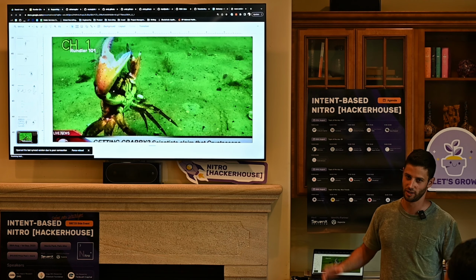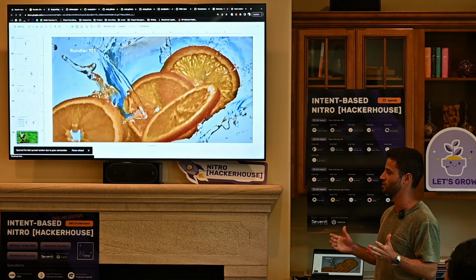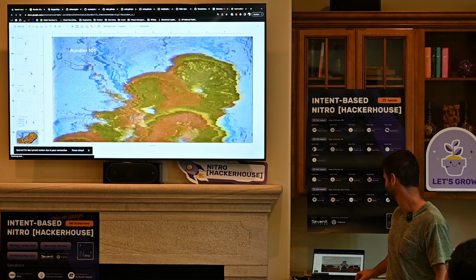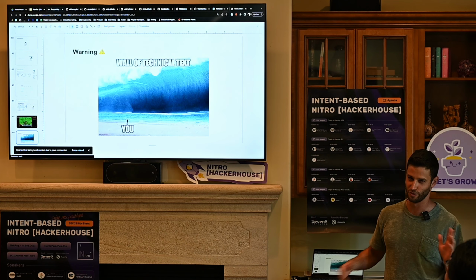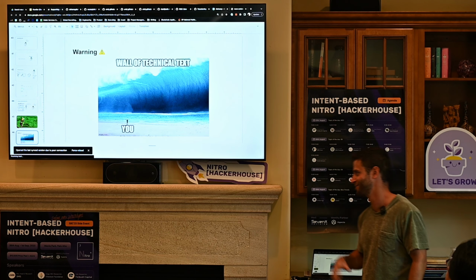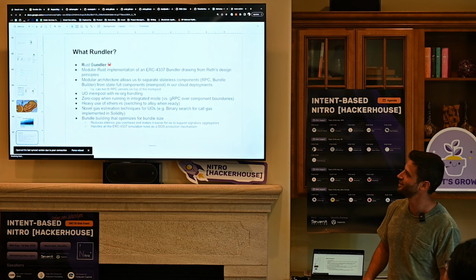Cool. So I mentioned earlier that we're building a bundler. We called it Runler because we suck at naming. It's a Rust bundler. I know, super clever. Naming's hard. So all my slides up to now were pretty nice. After now, no, don't judge me for this. But here we go. So what is Runler?